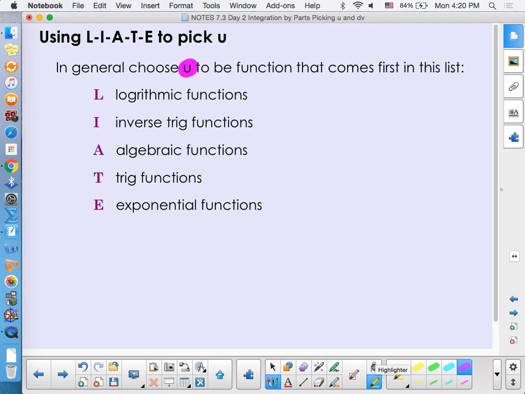You're going to pick your u to be the function that comes first from this list. So I'm going to go through, and whichever one I hit first is the part of this that I likely would want as my u. Any logarithmic function would come first, followed by an inverse trig function, any algebraic functions, so think x squareds, 3x's, polynomials, trig functions, and then finally exponential functions.